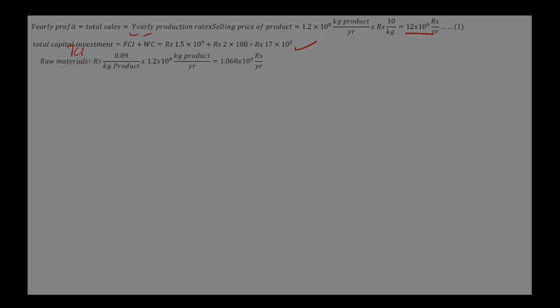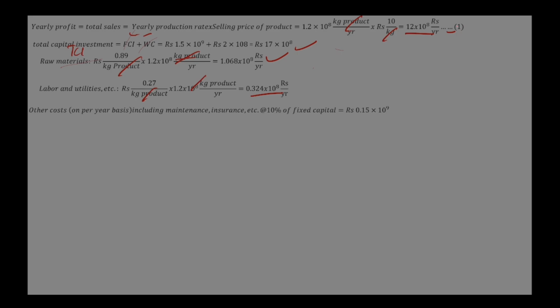Now raw material. How much raw material we have applied for the production? 0.89 per kg product. This per kg product we will calculate as rupees per year. So this is our annual cost for the raw material. Utility and labor cost, per kg product, rupees per year. Other cost, maintenance including maintenance schedule, is 10% of the fixed capital investment.